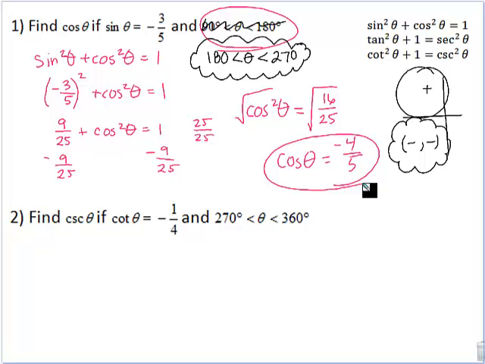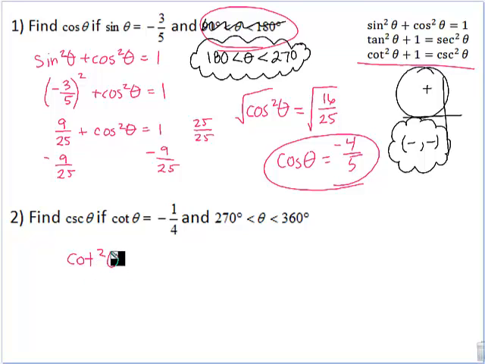All right. Is that okay? Okay, so let's look at another one. This time we want to find cosecant of theta if cotangent of theta is negative 1/4, and we are in between 270 and 360. So we want to find cosecant, and we know cotangent. So the first thing we want to do is look at our three identities and decide if there's one that has cosecant and cotangent together. The last one. Okay, so we will use our last identity.